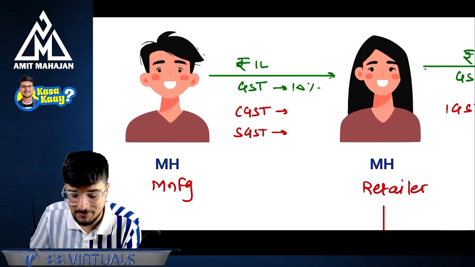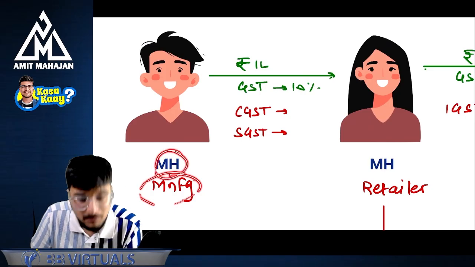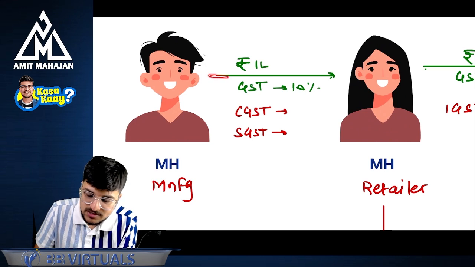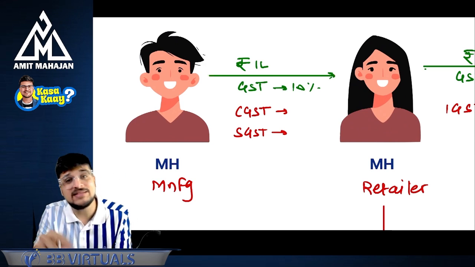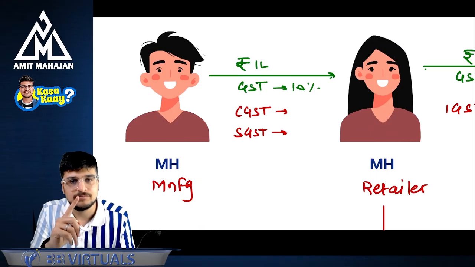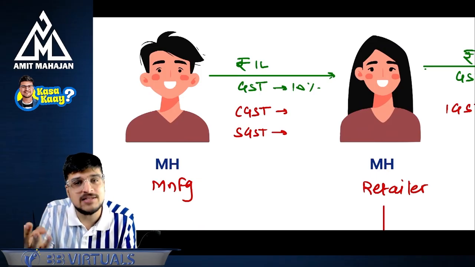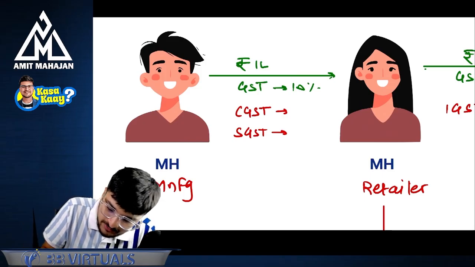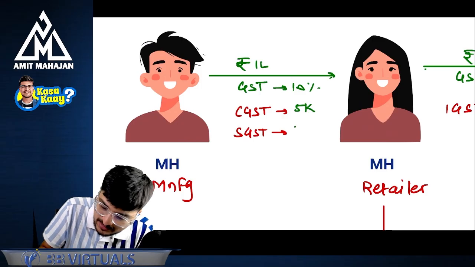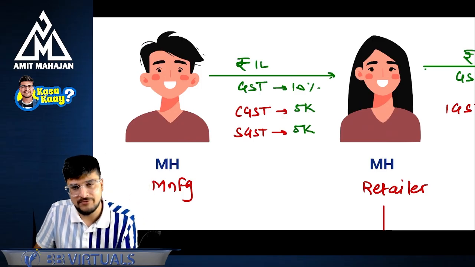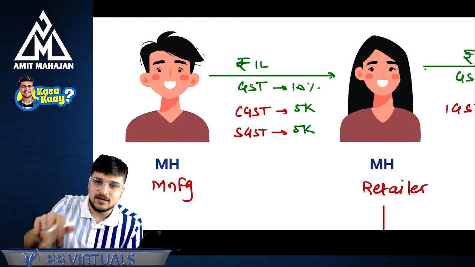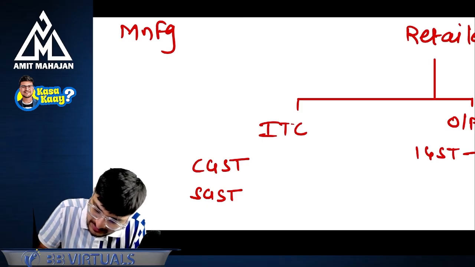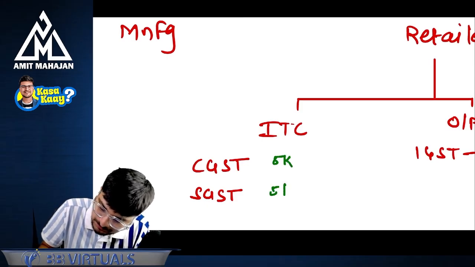Okay. Now let's take an example. There is a manufacturer from Maharashtra. There is a retailer from Maharashtra. Manufacturer sold certain goods for 1 lakh rupees where GST is charged at the rate of 10%. So which GST will be charged? CGST or SGST? CGST and SGST. Correct. So here 5,000 rupees SGST and CGST will be charged. Perfect. Can I say Maharashtra ka retailer will get the ITC of CGST and SGST 5,000, 5,000? So retailer will get the ITC of 5,000 and 5,000.